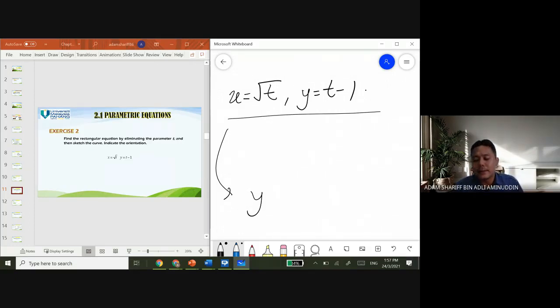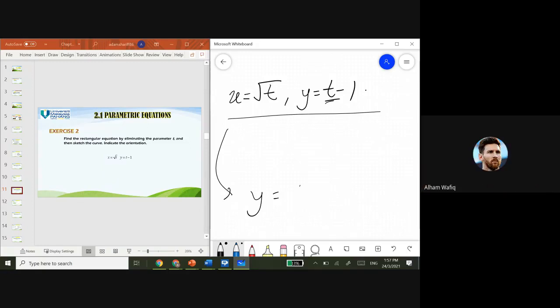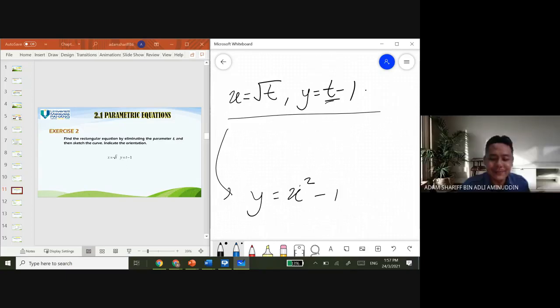Okay. Take some time, 1 minute. Saya nak kamu berfikir. Although I cannot see what happens behind your camera, at least think, yeah. Because the problem right now, you have y equals t minus 1. And what is the value of t? Kan? What is the value of t dalam sebutan x? X kuasa 2. X squared. X squared minus 1. Yes. Right. Thank you for your participation.